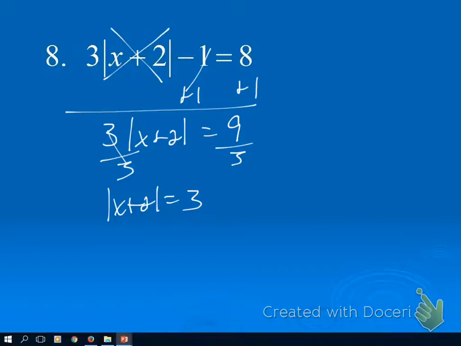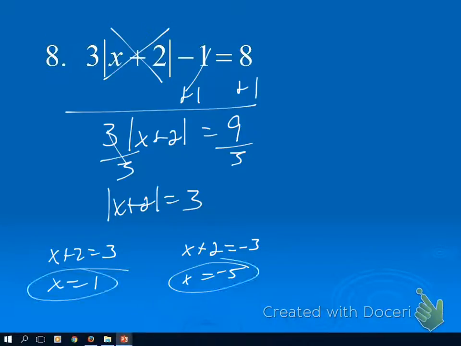And now that we've got the absolute value bars alone, now I know I want to travel a distance of 3 from 0 on the number line. And so I know that I can go in the positive direction or the negative direction and travel the same distance. So we split and solve. Subtract 2 from both sides on both equations, and you get 1 and negative 5. Okay? No problem. Piece of cake.